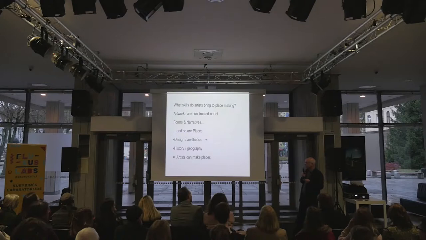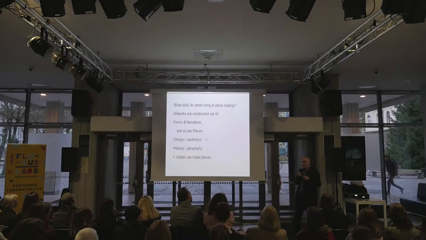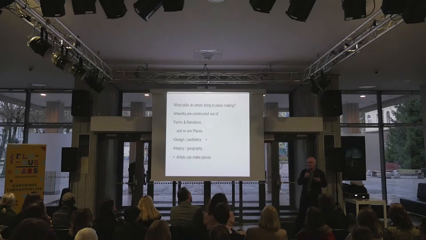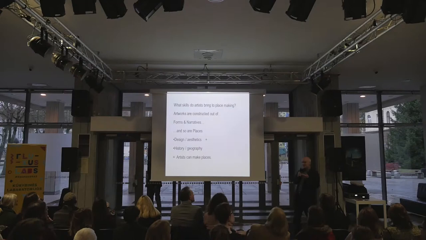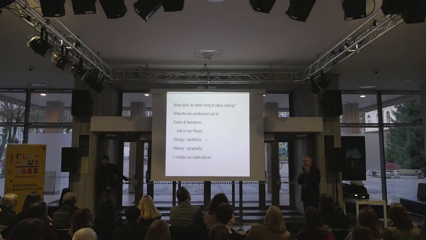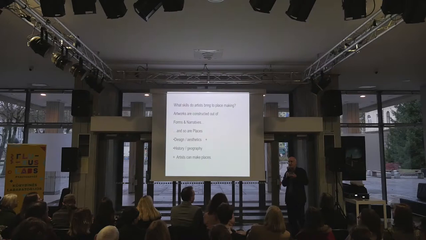This is no different from places. Places are physical, material entities, which have been designed intentionally or unintentionally. So they have an aesthetic, which is good or bad, but places also have a history. They gather to themselves the memory of what has happened there. People tell stories about what has happened there, and they also express geography. Fundamentally, they express geography. So if you accept that these processes are analogous, that the way that an artwork is constructed and the way that a place is constructed are the same kind of process, then it's obvious why artists can also contribute to placemaking. They have skills to bring form and narrative together.